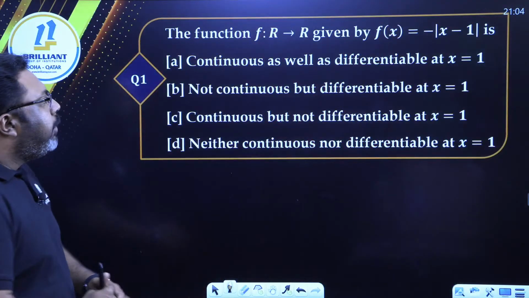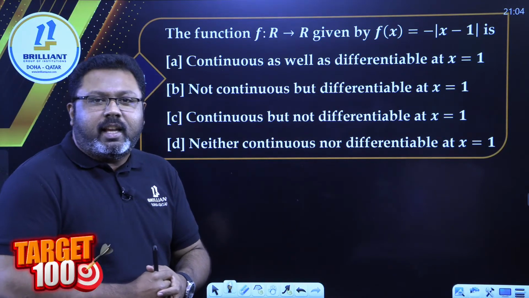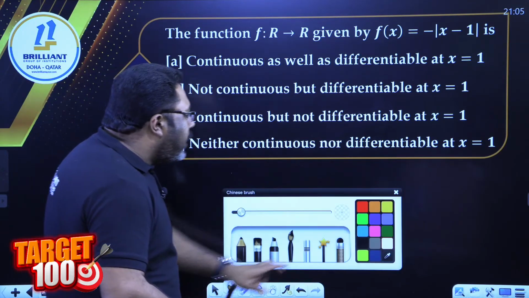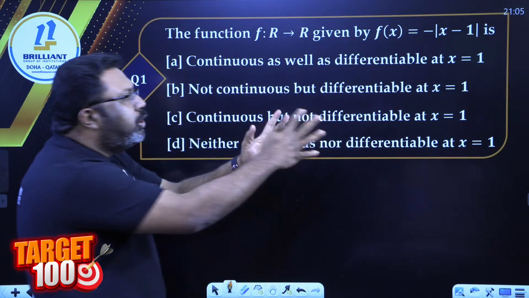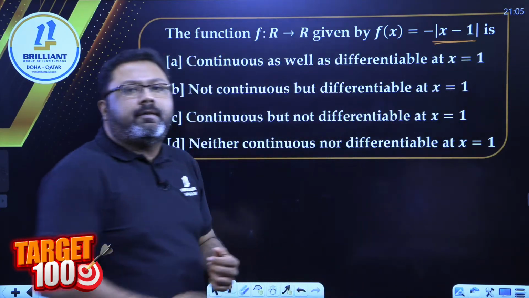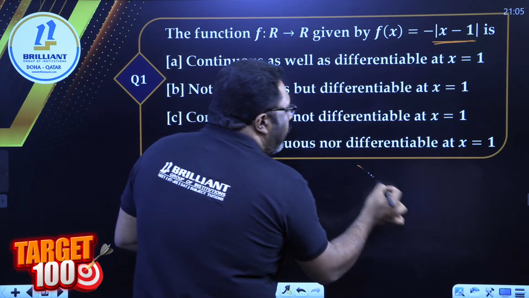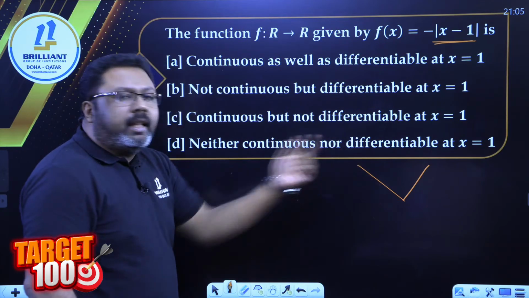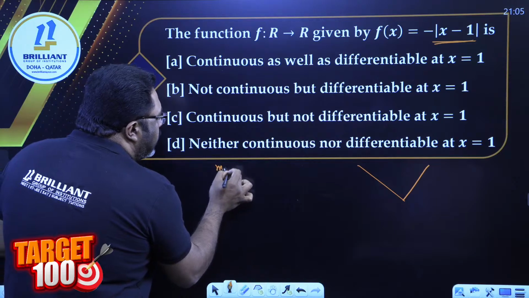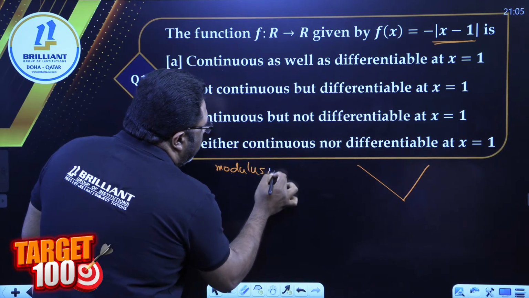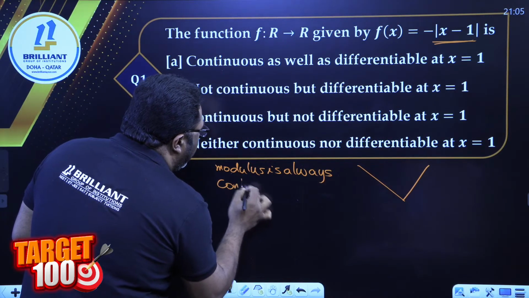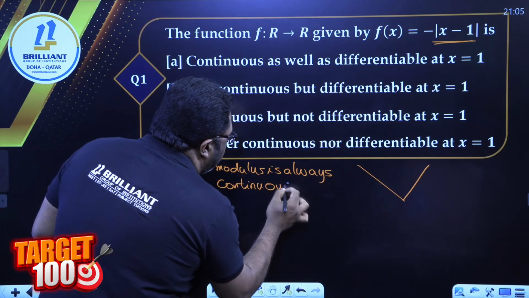Question number 1 right away. Look at question number 1. f of x is equal to minus modulus of x minus 1. Do not try to do too much to check the continuity and differentiability. Learn modulus functions. We know that a modulus function always has the shape of a V graph, and it's pretty clear that this is a continuous graph. So the modulus function is always continuous. Please learn, everybody, the modulus graph is always continuous.